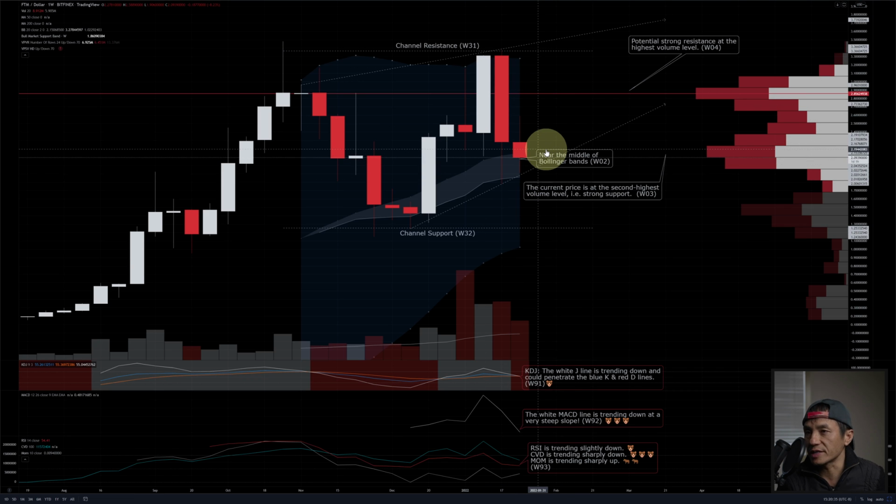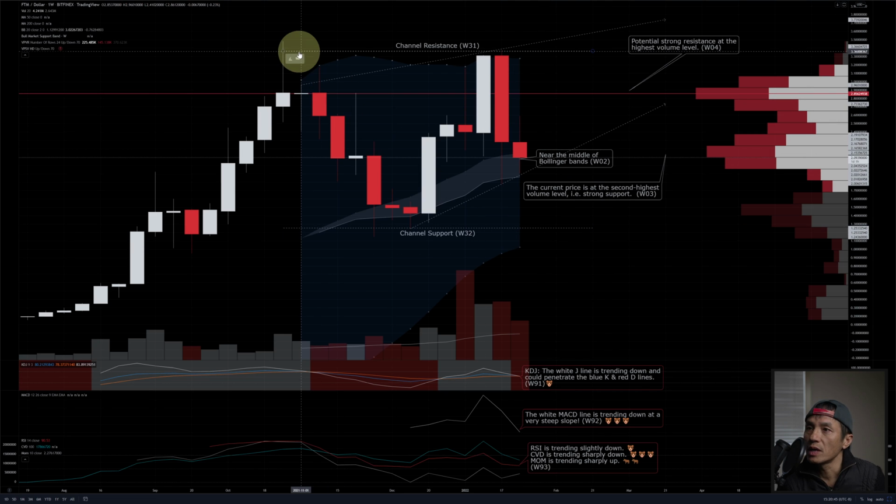FTM in general has held up pretty well compared to other coins. So kudos to all you FTM holders. We can see on the chart here there is a channel resistance up here and a channel support down here, and it's basically bouncing between those two on the weekly basis. It's currently right in the middle.